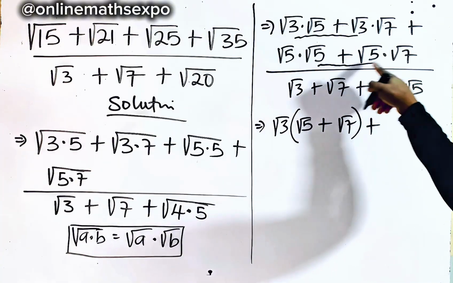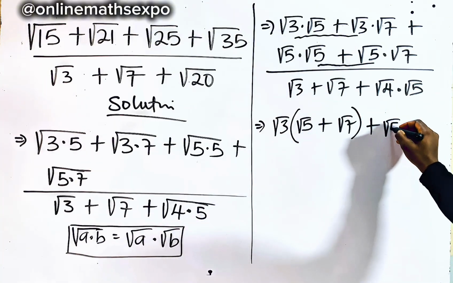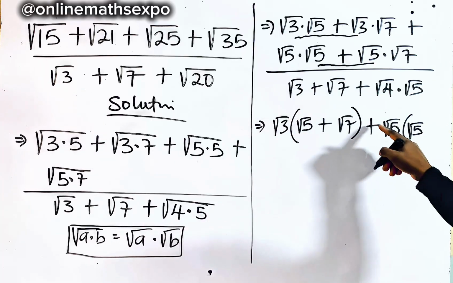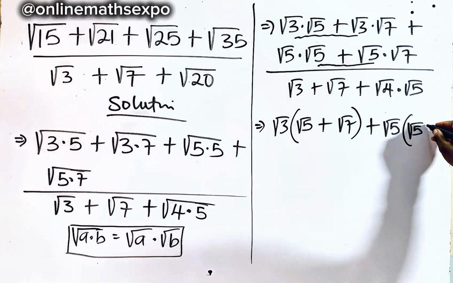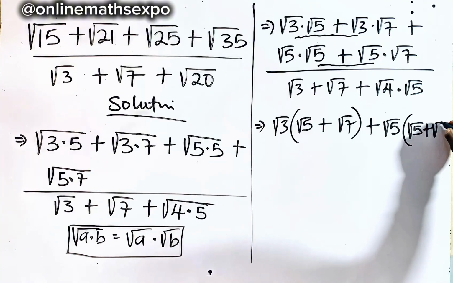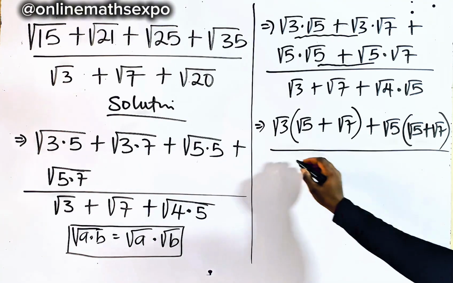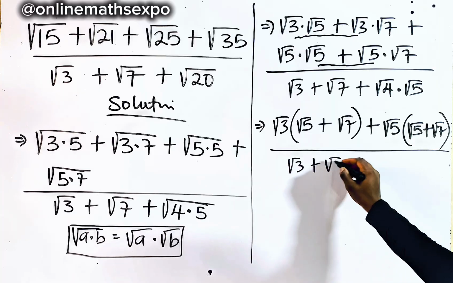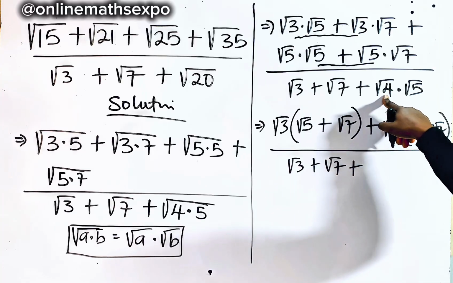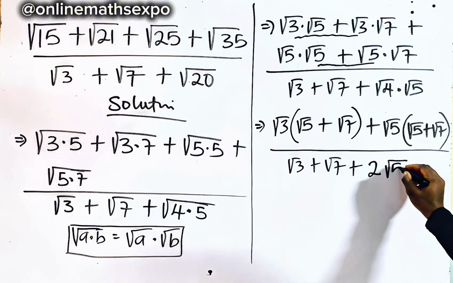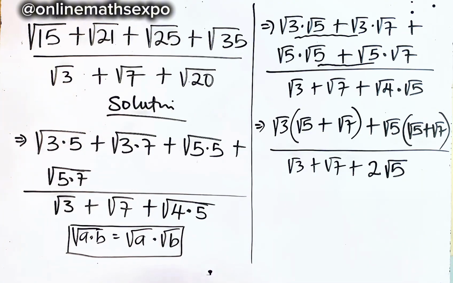For these two, root 5 is common. Factor it out. Use it to divide these two. We are left with root 5. Remember your addition sign. So here we are left with root 7. And everything is divided by root 3 plus root 7 plus square root of 4, which as you know is 2. And we have 2 root 5. Beautiful. Now, what do we do next?